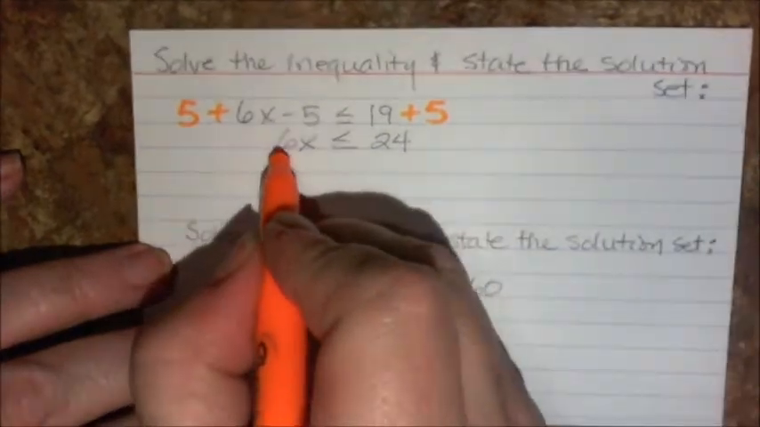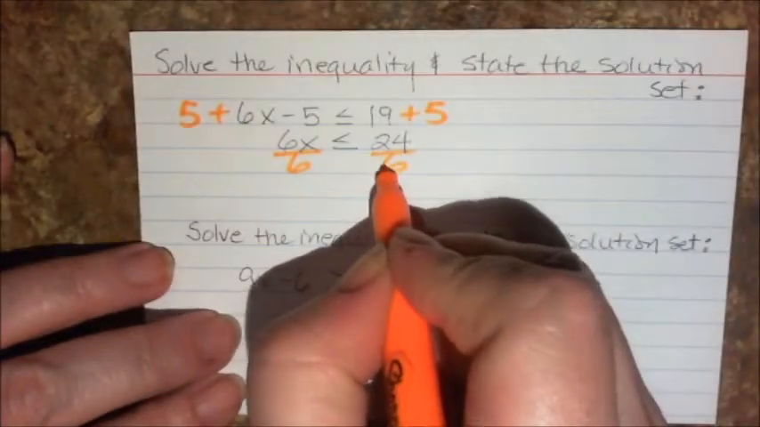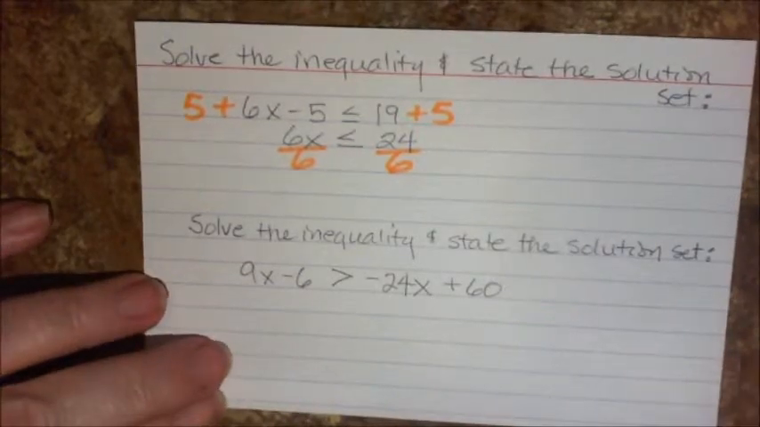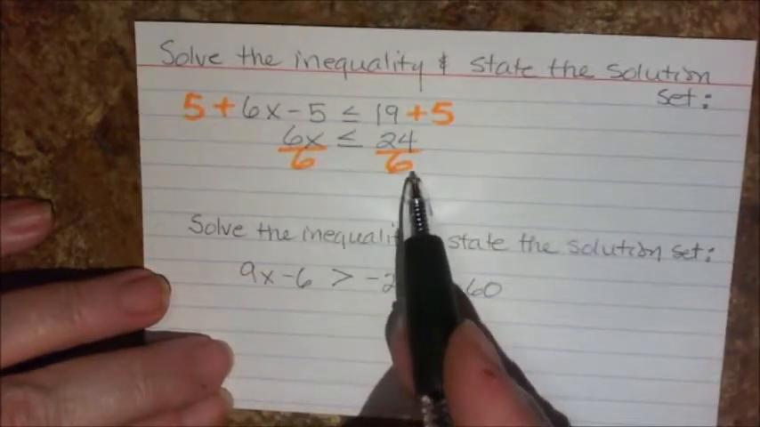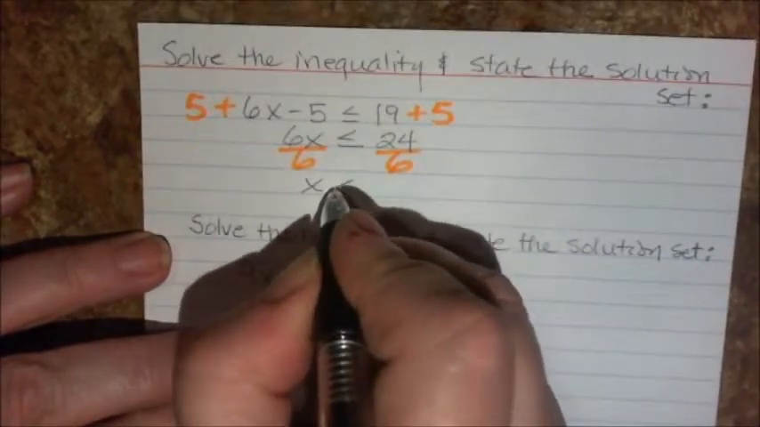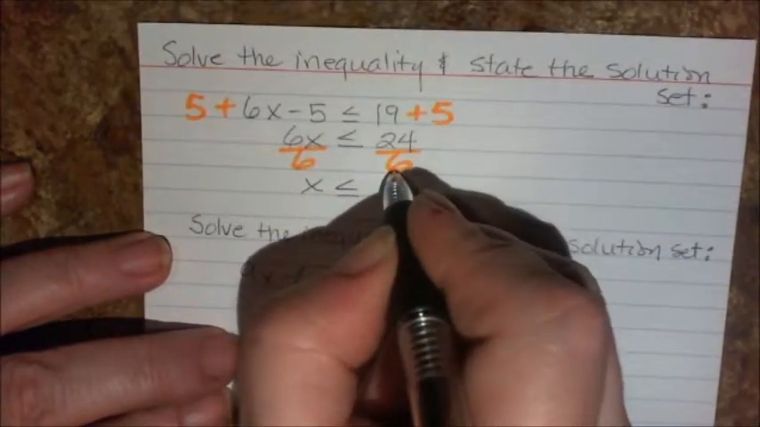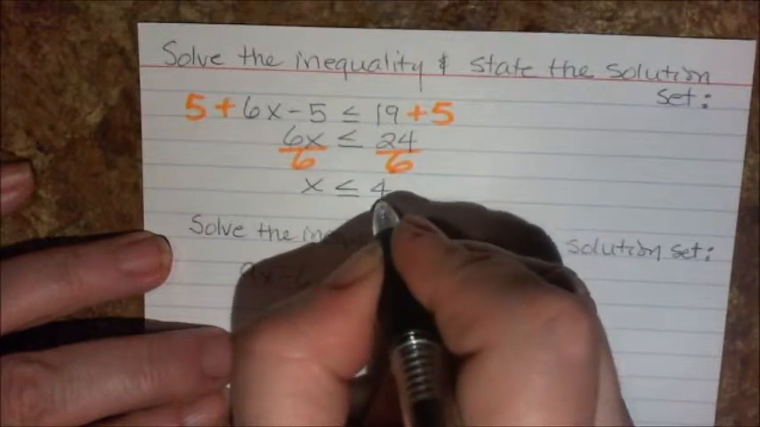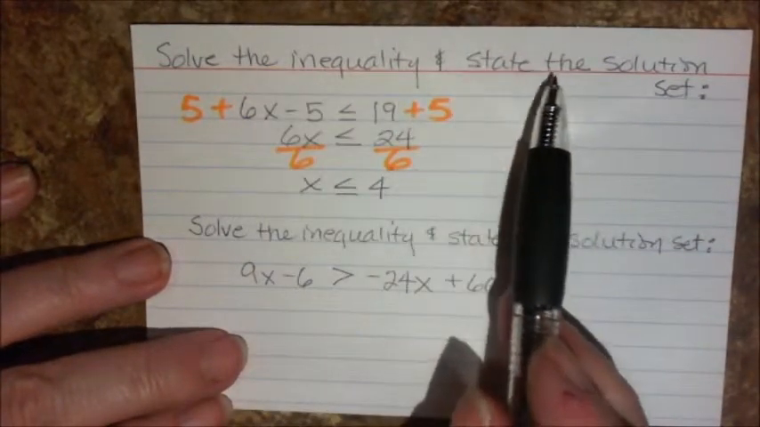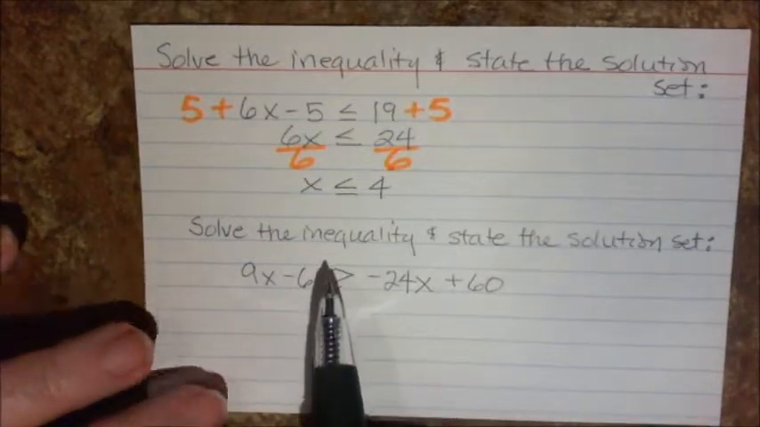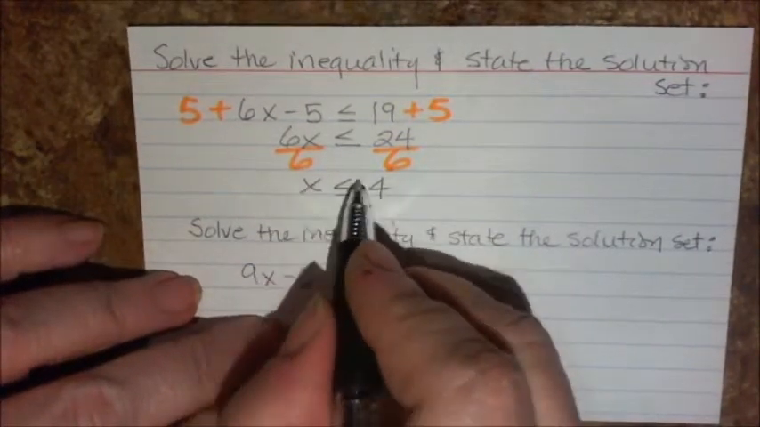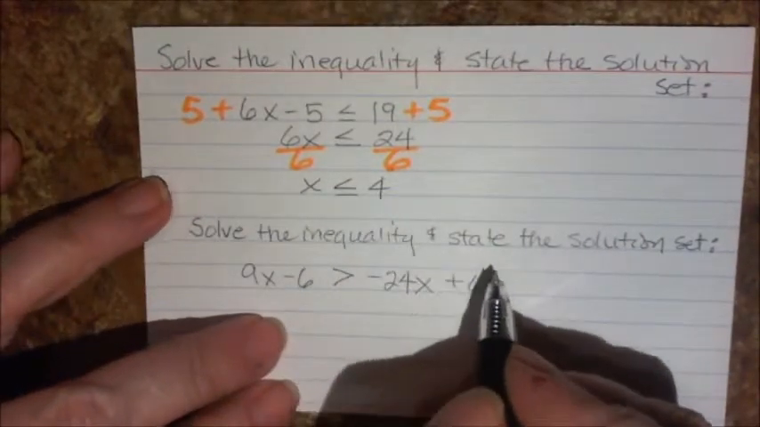Now we're ready to divide both sides by 6. Alright, and there's no reason to reverse the inequality here because we divided by 6, not negative 6. So that isolates x is less than or equal to 24 divided by 6, which is 4. Now, we don't want a number line this time. We want to state the solution set a different way. So we could say the inequality says x is less than or equal to 4.